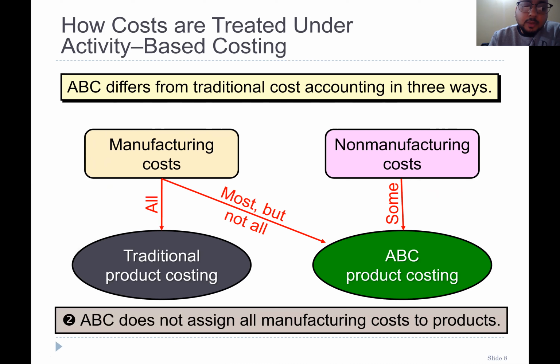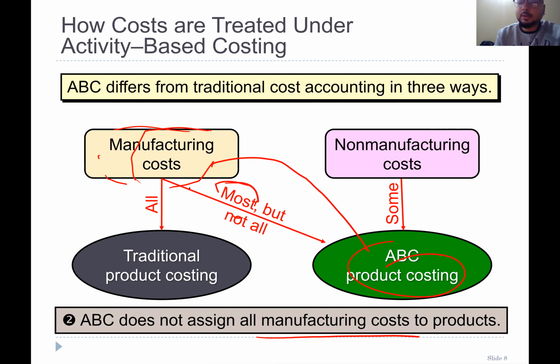Second, ABC does not assign all manufacturing costs to the product. That is one more difference: traditional costing allocates all the manufacturing cost as product cost, but ABC says most of the manufacturing cost is included in ABC product cost, and also some of the non-manufacturing cost. So ABC product cost is equal to the majority from manufacturing overhead plus a minority from non-manufacturing overhead, right?